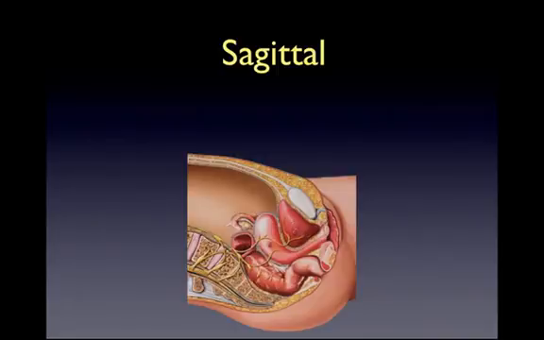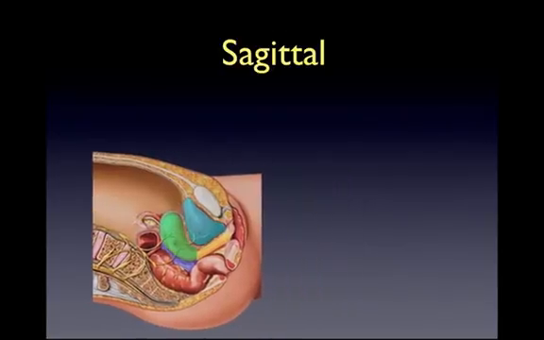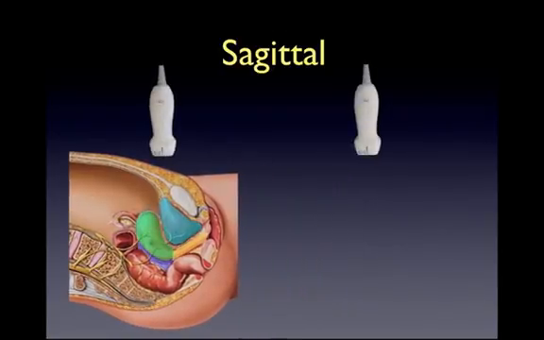As with any ultrasound technique, it is important to view your structure of interest in 2 planes. In this anatomical diagram of a pelvis in the sagittal plane, the bladder, vaginal stripe, uterus, and pouch of Douglas have been highlighted. When performing the ultrasound in the sagittal plane, the probe marker should be pointing cephalad.